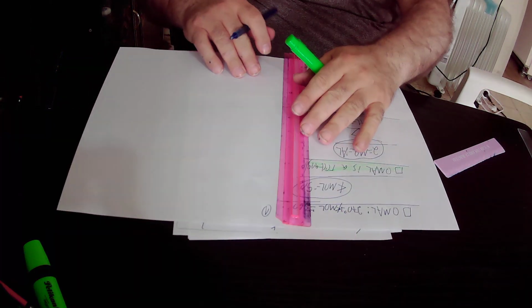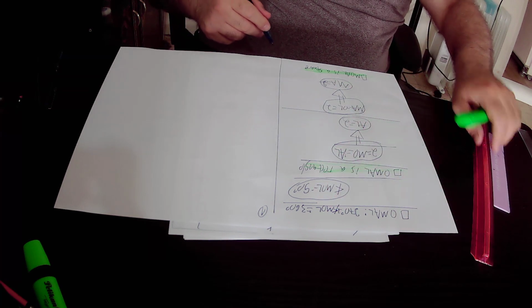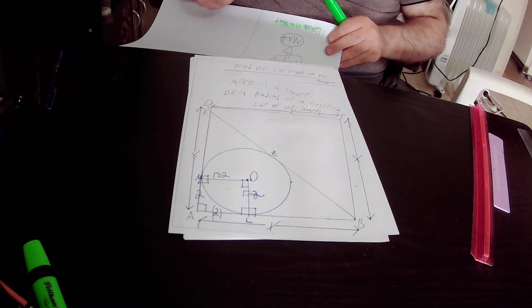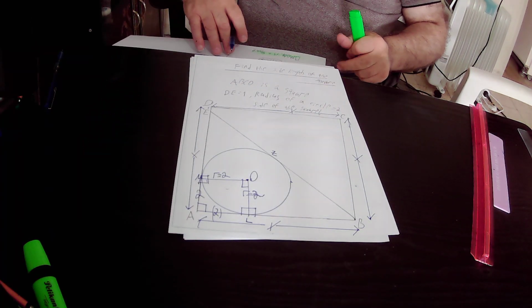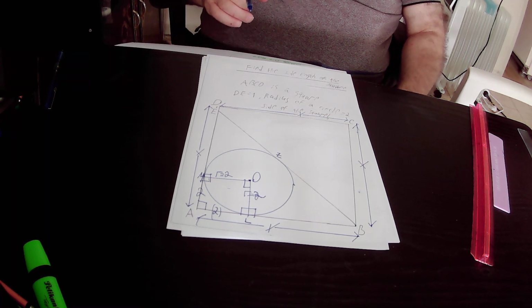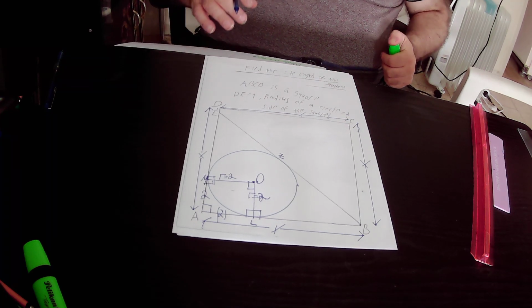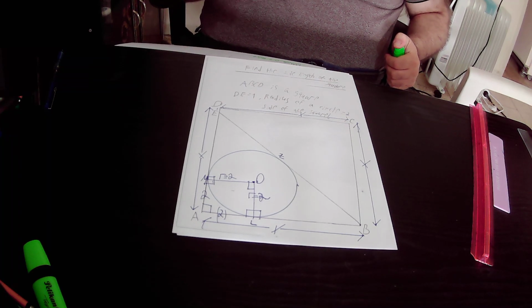In the next step I will present to you rule number 2 that I already mentioned in the past. According to rule number 2, the lengths of two tangents from a common external point to a circle are equal. I repeat again, the lengths of two tangents from a common external point to a circle are equal.